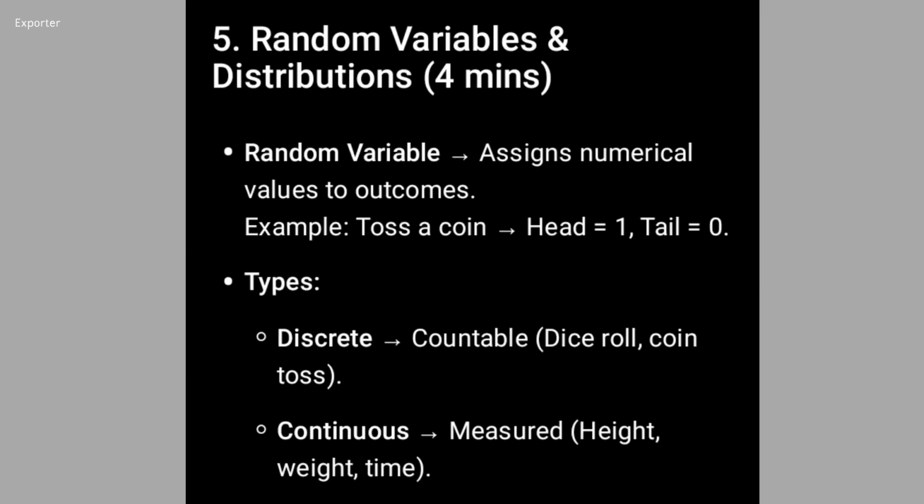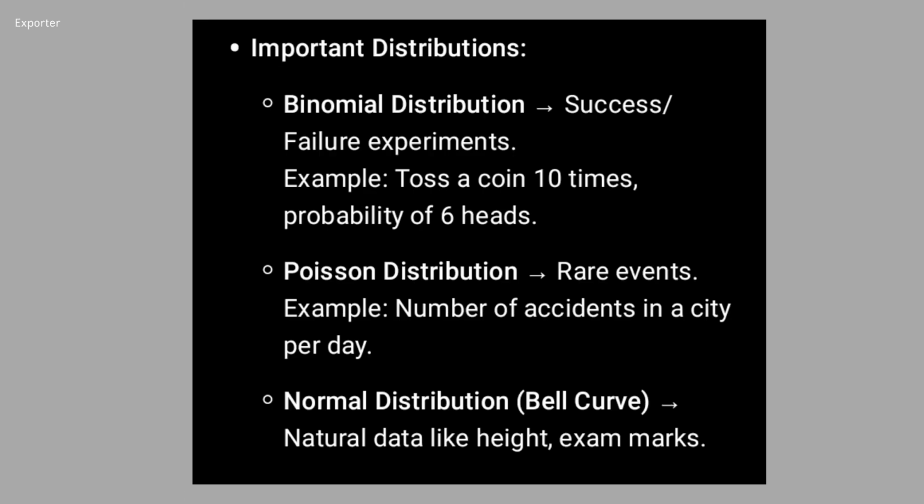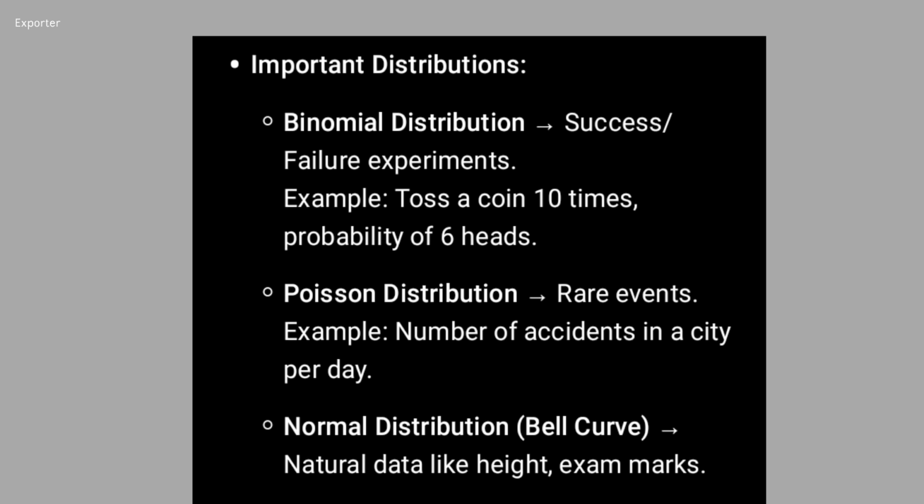5. Random variables and distributions. A random variable assigns numerical values to outcomes. Example: toss a coin, head equals 1, tail equals 0. Types: discrete, countable, like a dice roll or coin toss. Continuous, measured, like height, weight, time. Important distributions: binomial distribution, for success or failure experiments. Example: toss a coin 10 times, probability of 6 heads. Poisson distribution, for rare events. Example: number of accidents in a city per day. Normal distribution: bell curve, for natural data like height and exam marks.